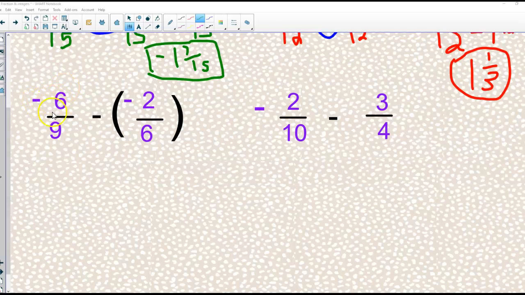Let's move on here. Negative 6/9 minus negative 2/6. I need a common denominator. I'm going to use 18. Again, other ones will work also. I'm just going to use 18. Need to find a new numerator. So 9 times 2 is 18. If I multiply the top times 2, I get 12. Bring your negative sign with you. If you go over here, 6 times 3 is 18. So times 3 here is 6. Bring my negative sign again with me.